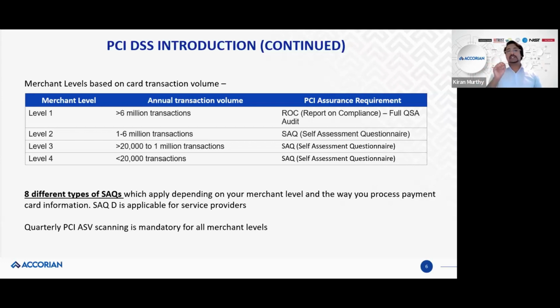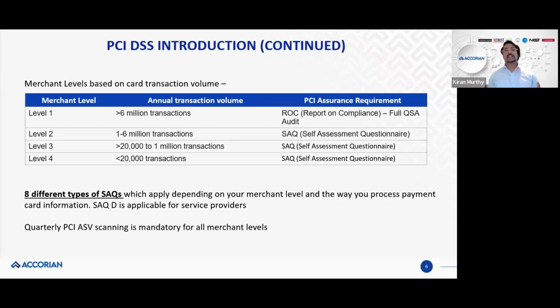Please note, different levels come with different validation and audit requirements. For instance, a level 1 merchant might need an annual on-site assessment, while level 4 only requires a self-assessment questionnaire. Merchants often have contractual obligations with payment card brands or acquirers to remain compliant with PCI DSS.